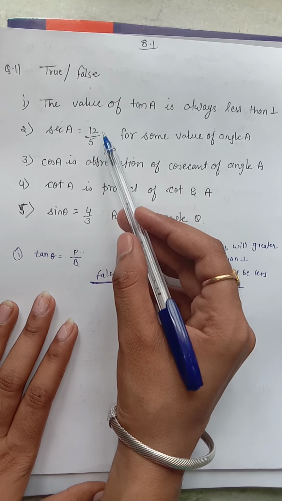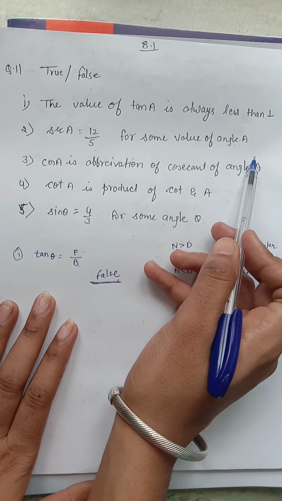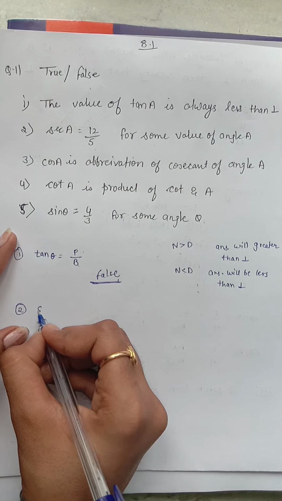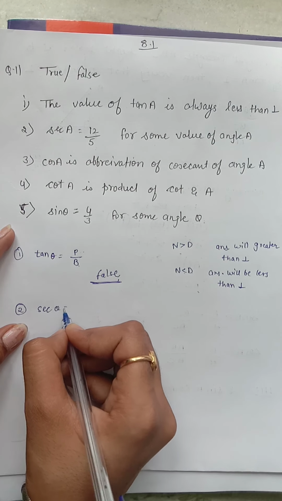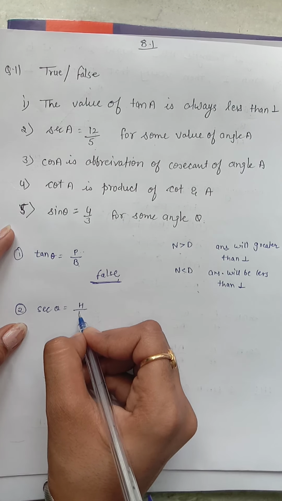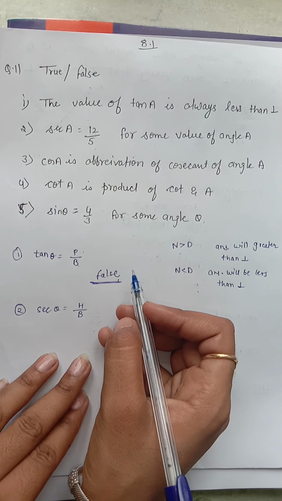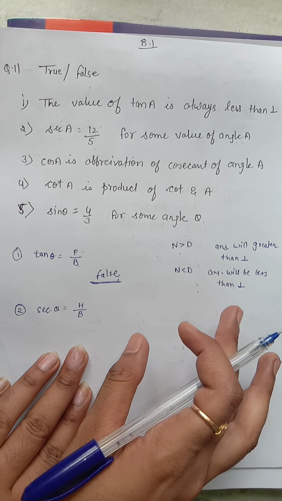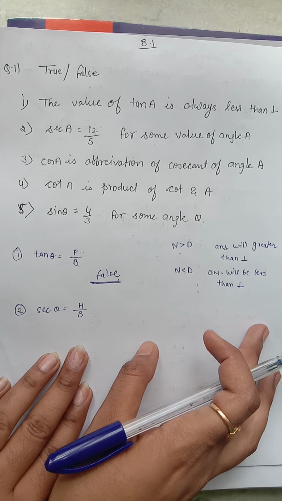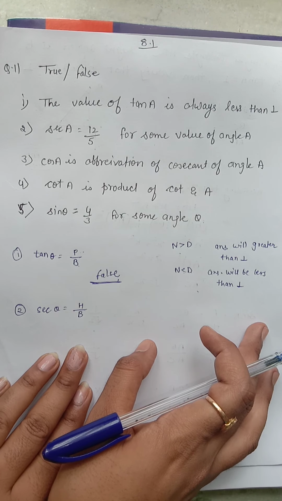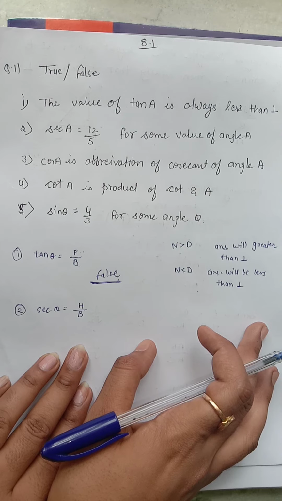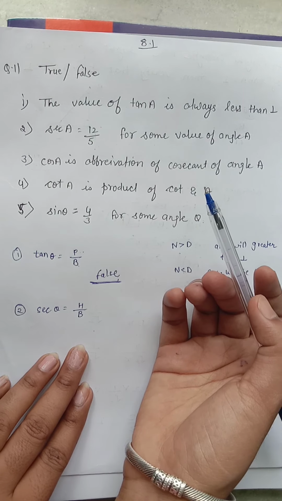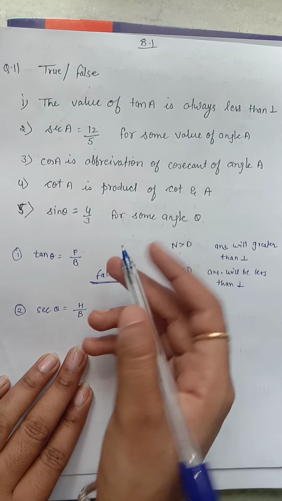Second, sec A is equal to 12 upon 5 for some value of angle A. What is the formula for sec? Sec theta is equivalent to hypotenuse upon base. Is it possible? Yes, it is possible, because hypotenuse is greater than base. Hypotenuse will always be greater than the base and the perpendicular. We know that hypotenuse will be the largest side of the triangle. So 12 upon 5, it is possible. Yes, you can find it. Okay, true.